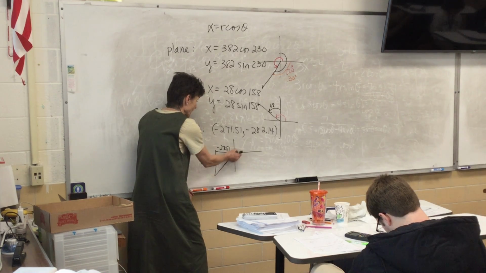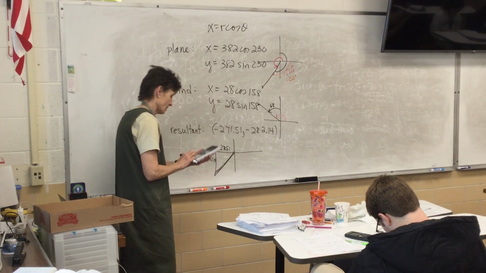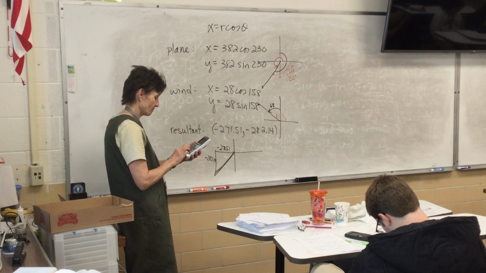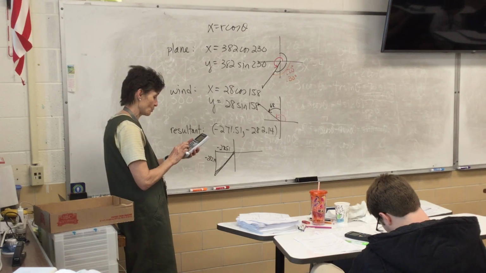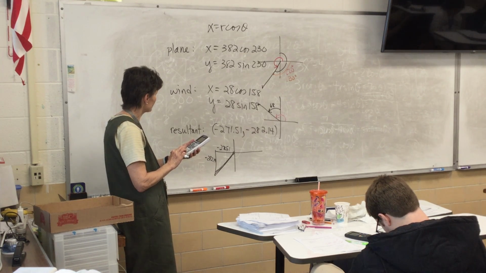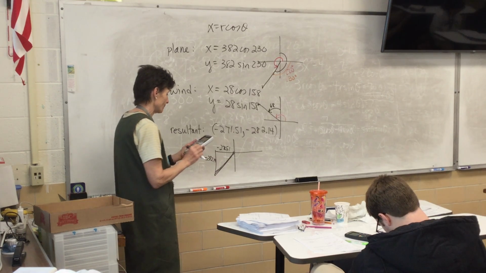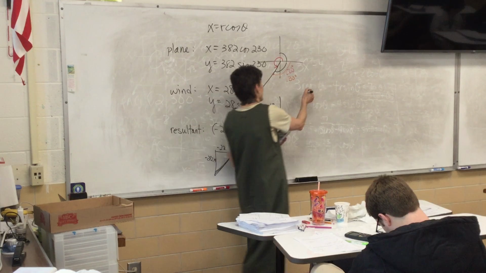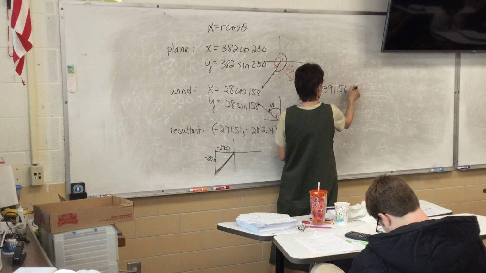This is going to be his actual speed, right here, the magnitude of that. So I'll square those two numbers. 271.51 squared plus 282.14 squared. Square root it. I got 391, so I have his actual speed as being 391.56 miles an hour.